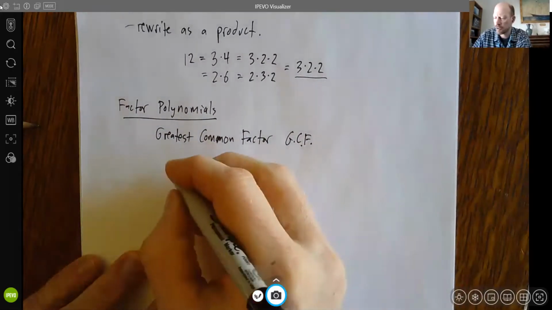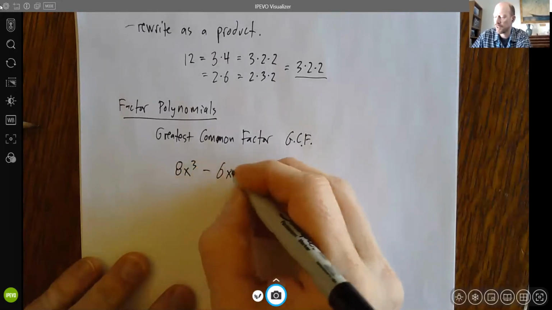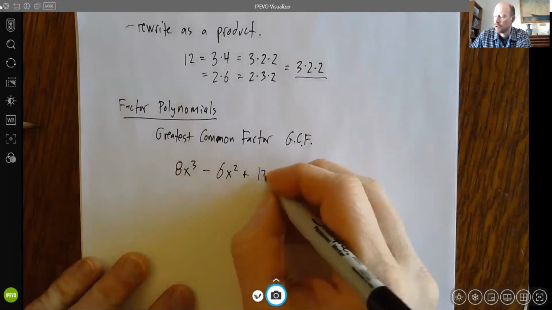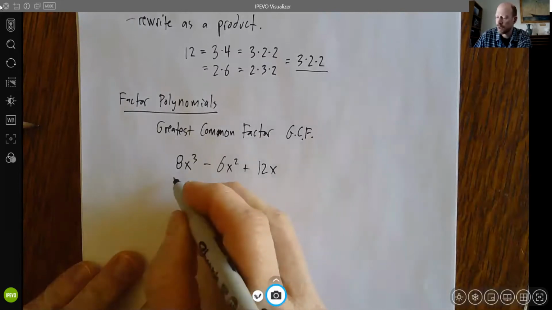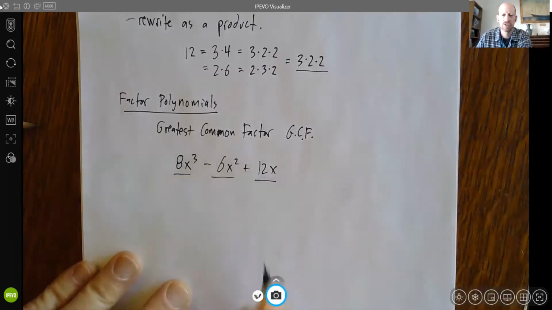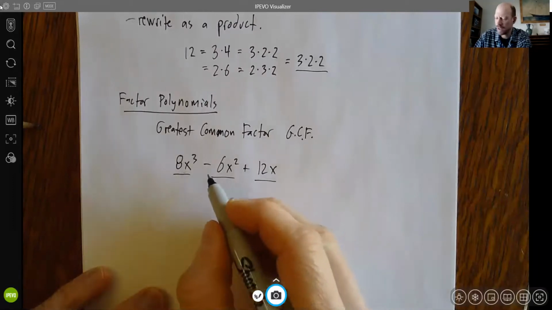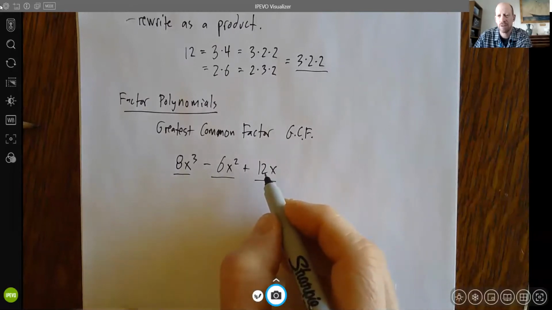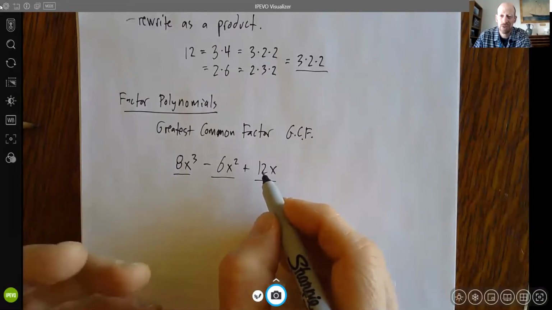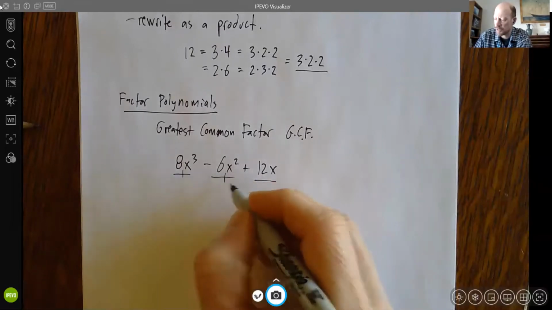So when we look at a polynomial like 8x cubed minus 6x squared plus 12x, we are thinking about that polynomial in terms of its terms, right? There's those 3 terms or 3 pieces. And for the greatest common factor, we're trying to find a factor or a piece of each of these terms that's common, and we want it to be the greatest, so the biggest that we can pull out of each of these. So it's nice to just start with the coefficients.